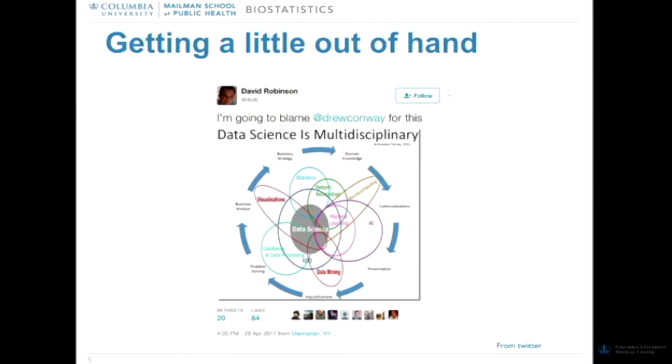So here's this one, it cracks me up. You've got business sense, business strategy, domain knowledge, and then these vectors of pattern recognition and AI and whatever.